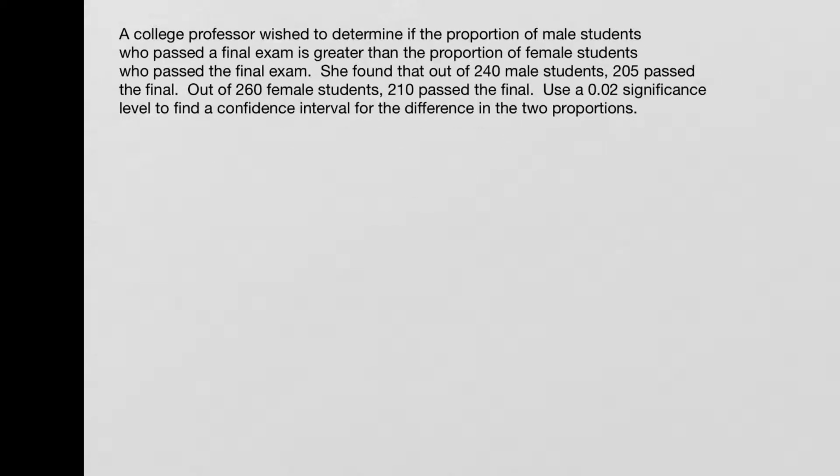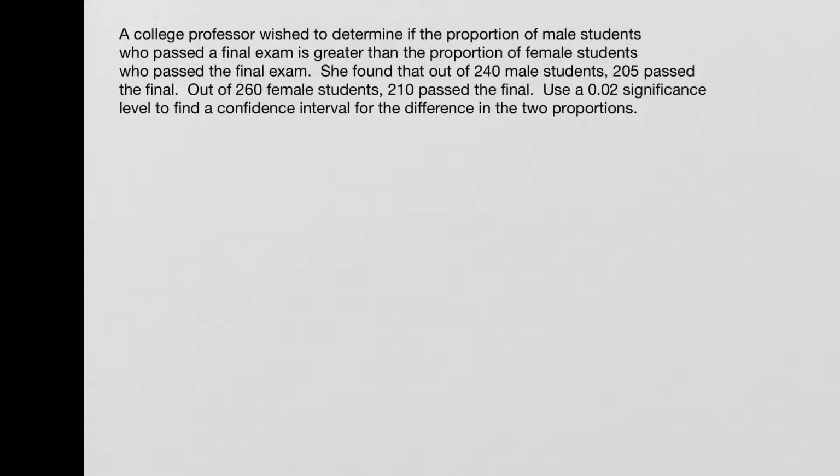A college professor wished to determine if the proportion of male students who passed a final exam is greater than the proportion of female students who passed the final exam. She found that out of 240 male students, 205 passed the final, and out of 260 female students, 210 passed the final. We're going to use a 0.02 significance level to find a confidence interval for the difference in the two proportions. So in order to do this, I'm going to start by determining the null and alternative hypotheses.